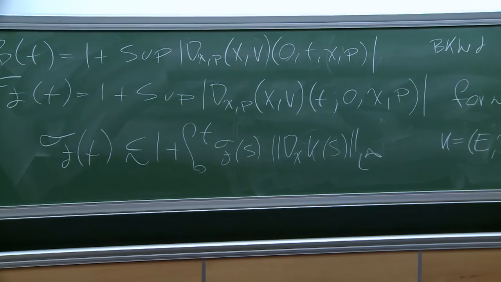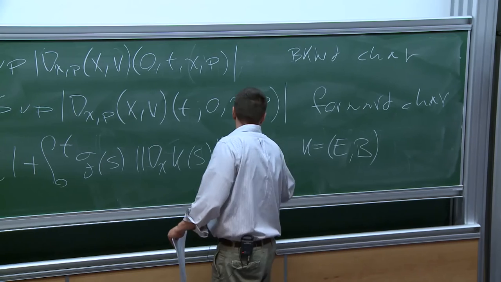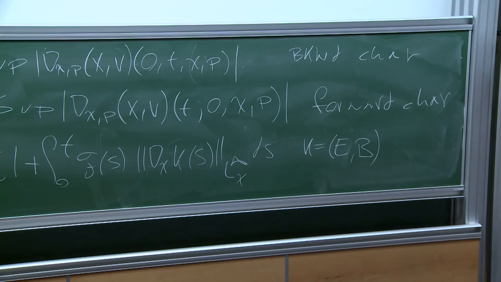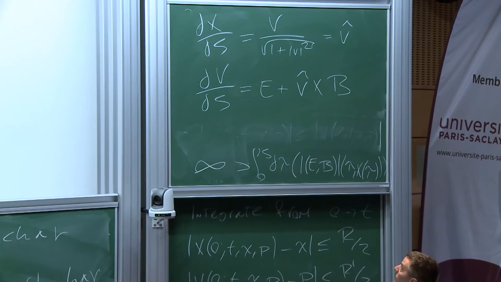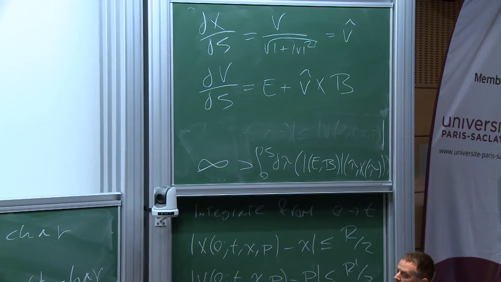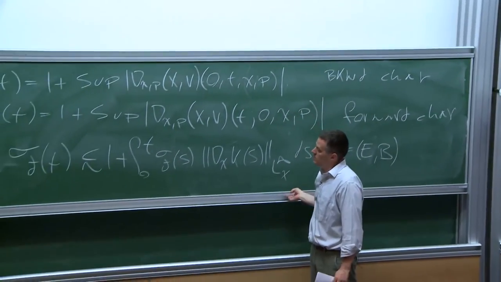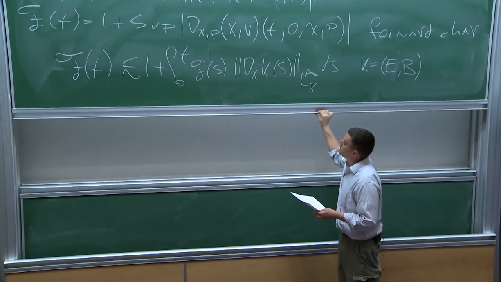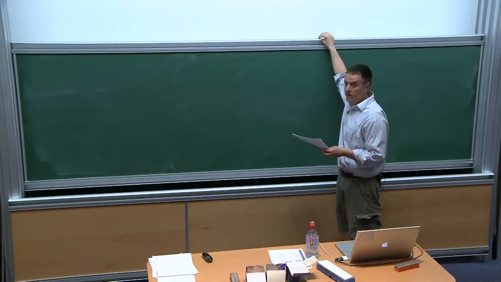Okay, so the forward characteristics can be bounded by, this is the ds integral, and this is L infinity x. So the forward characteristics, if you integrate both of them and you take a derivative, it's just a straightforward calculation that you can bound the forward characteristics by a constant times the integral of the forward characteristics times the L infinity norm of the field. I use the middle one first, right? Okay.